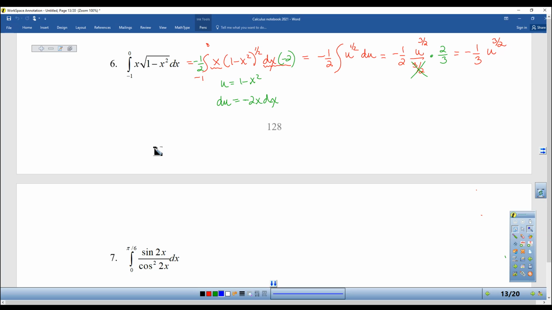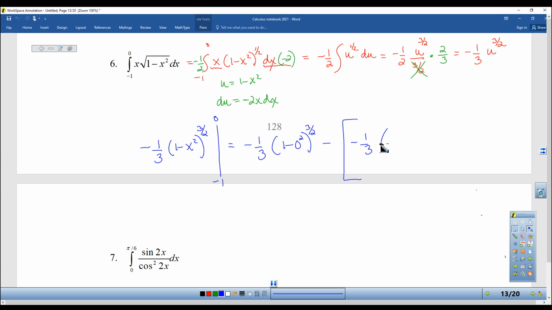So I am going to rewrite that back with the u's substituted correctly back in. So 1 minus x squared to the 3/2. And instead of plus c, so I would normally be done, but because this is a definite integral, I have to keep going. Remember to start with the top one. So I plug in the 0, negative 1/3 times 1 minus 0 squared to the 3/2 minus, I'm going to do the whole second one, plugging in a negative 1. Negative 1/3, 1 minus negative 1 squared to the 3/2.